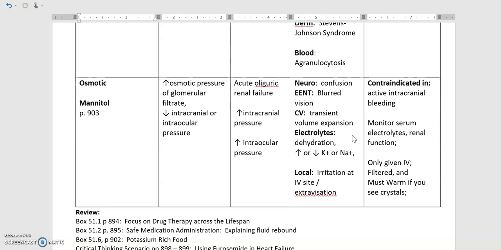You need to monitor serum electrolytes and renal function. Mannitol is only given IV. The IV tubing must be filtered, and if you see crystals, then you're going to have to reorder the fluid. So you always check that IV fluid to make sure you don't see any crystals.